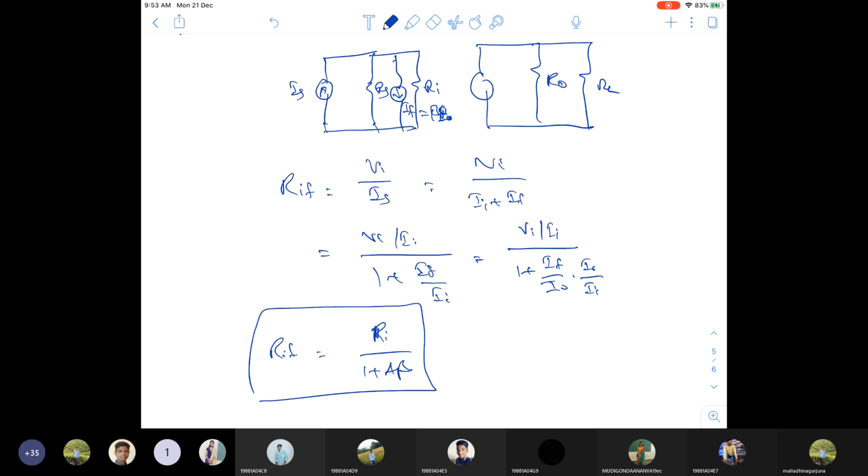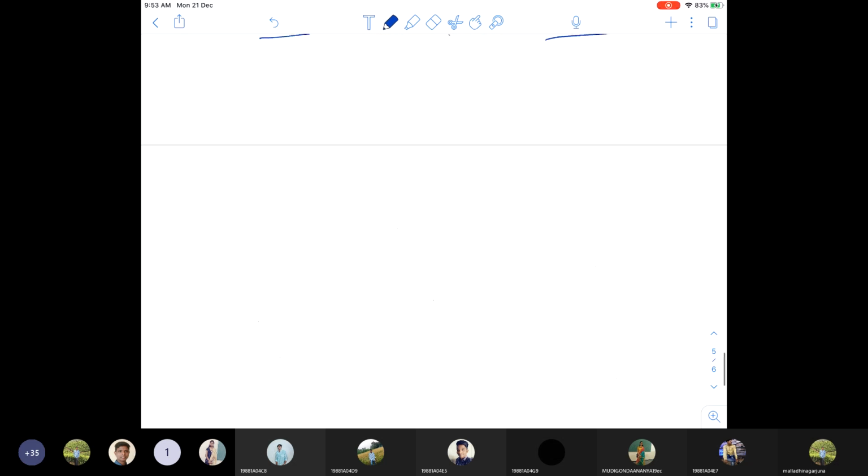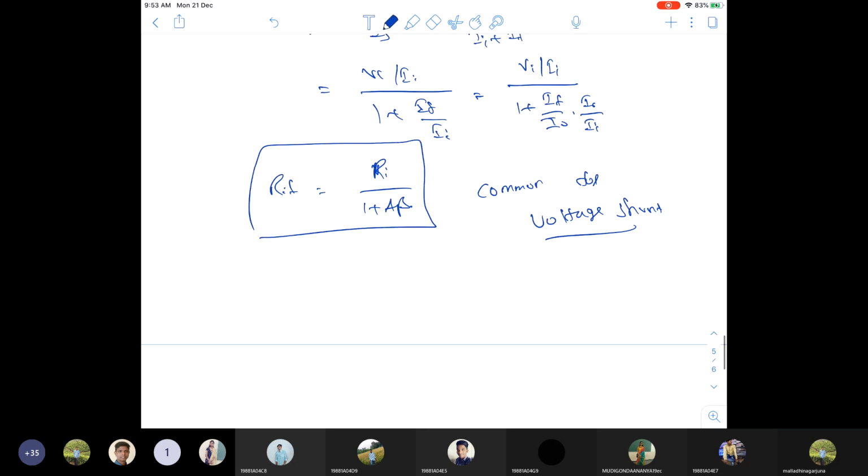This is for current shunt, and this derivation is common for the voltage shunt feedback amplifier input impedance as well. Both are common. So this is input impedance. Now let's come to output impedances. Now the actual topic starts here. Whatever I discussed as of now was already discussed last week.